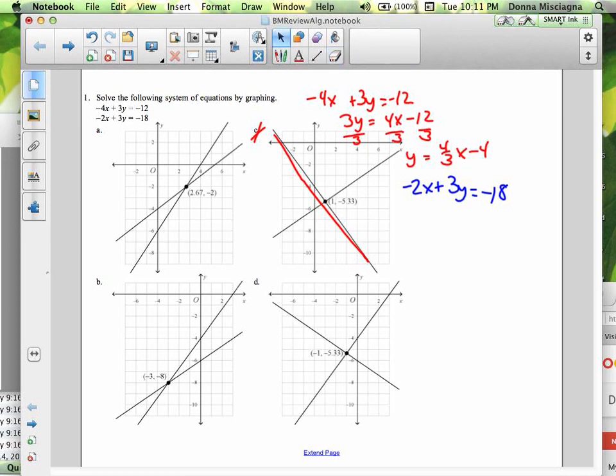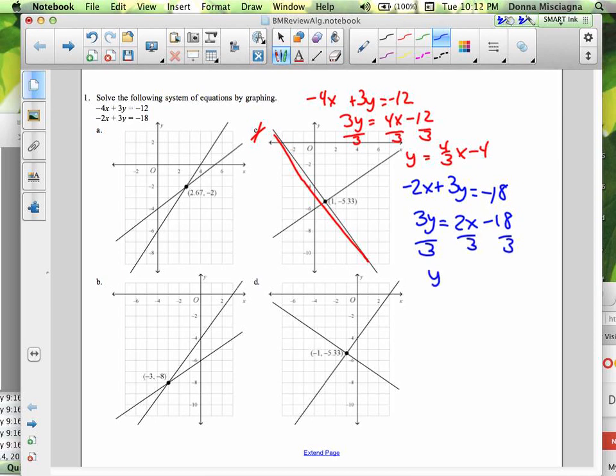Right, so we have 3y equals 2x minus 18, and then divide everything by 3. So y equals 2/3 x minus 6. Again, positive slope, and a y-intercept of negative 6. One is the incorrect slope. Right here, we got a negative slope. That's not correct. Our line has a positive 2/3 slope.